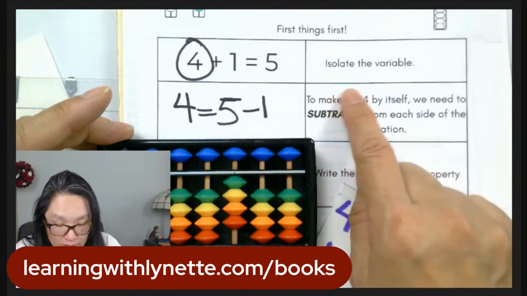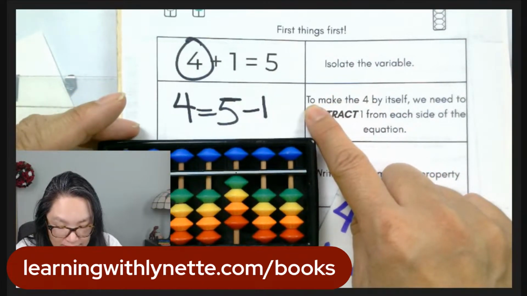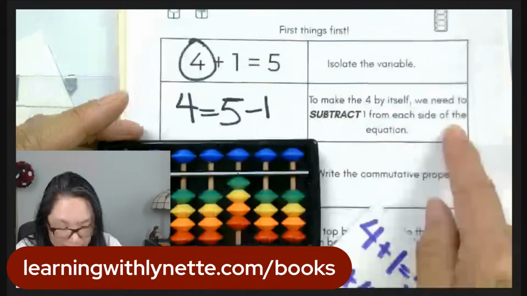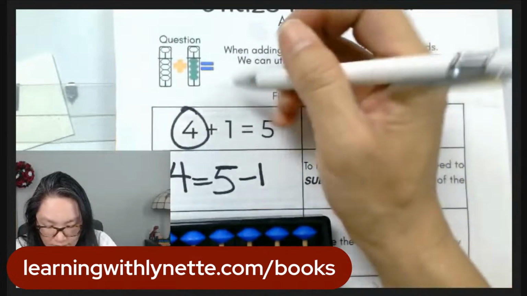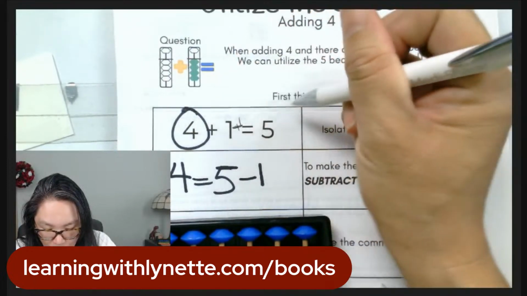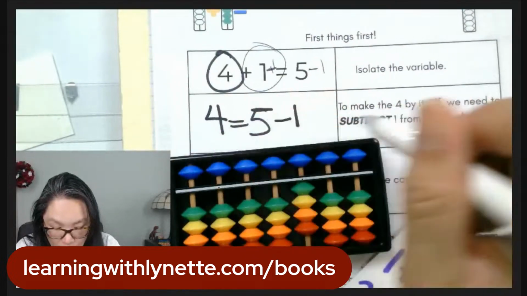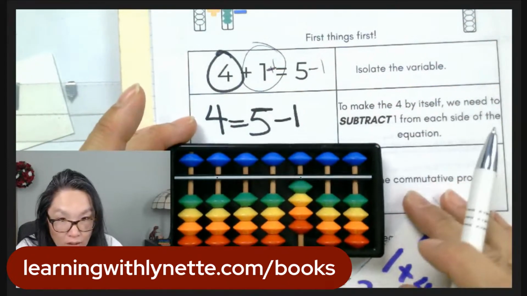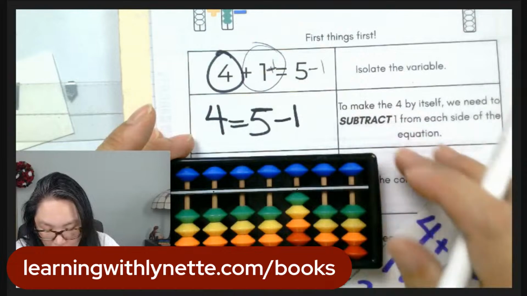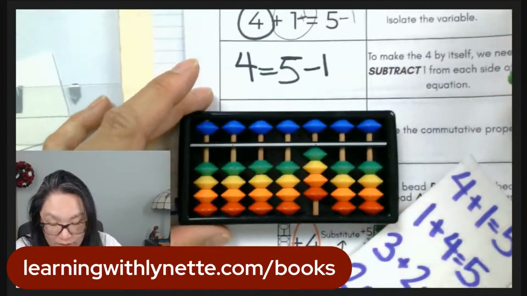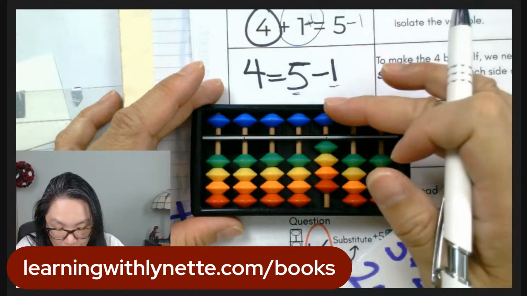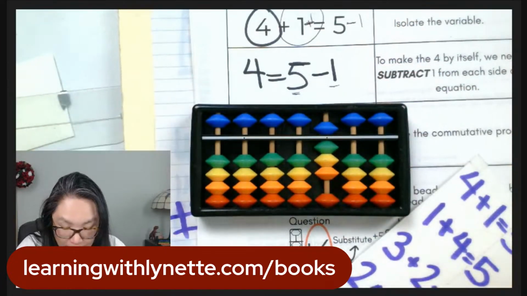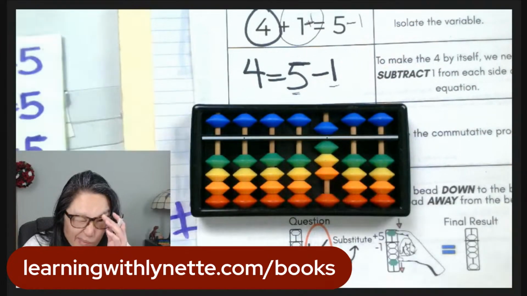When we minus the 1, right, the idea is to make the 4 by itself, we need to subtract 1 from each side. So when we do this, we're actually subtracting 1 over here and 1 over here. So this becomes 0. So what we're doing is we're modifying, right? We're isolating the variable. When we isolate the variable, now we're given directions. What does it say? It says add the 5, take away the 1. I'm going to add the 5 and I'm going to take away the 1. So my final answer is 8.